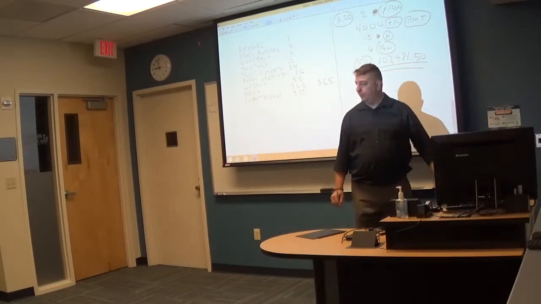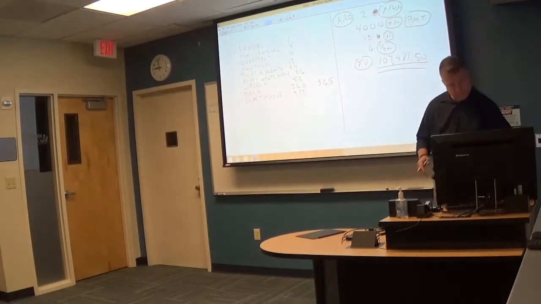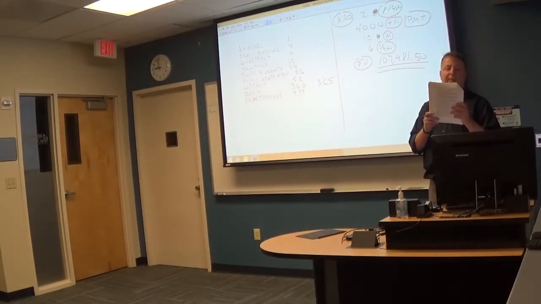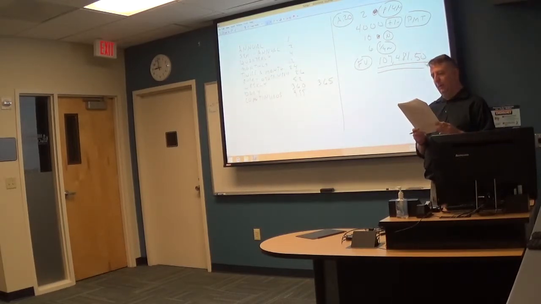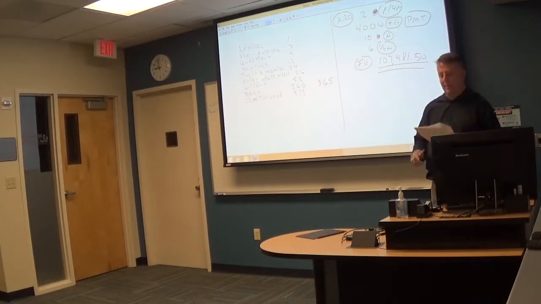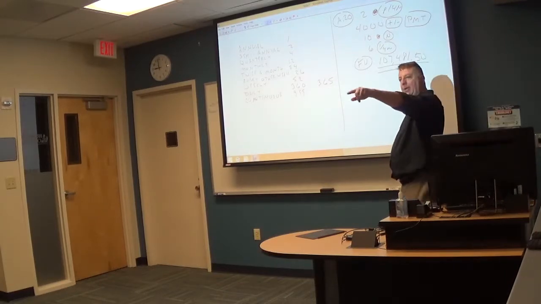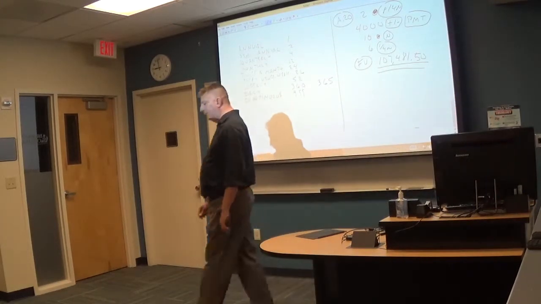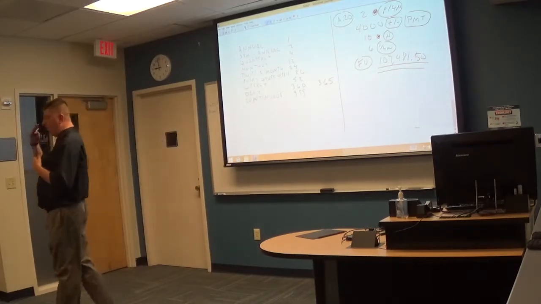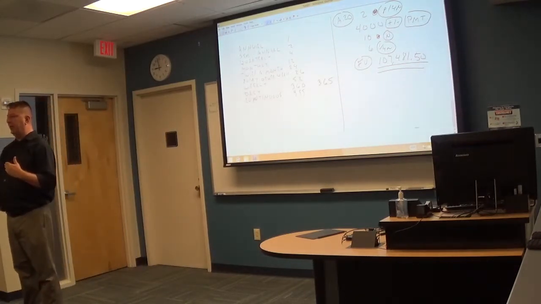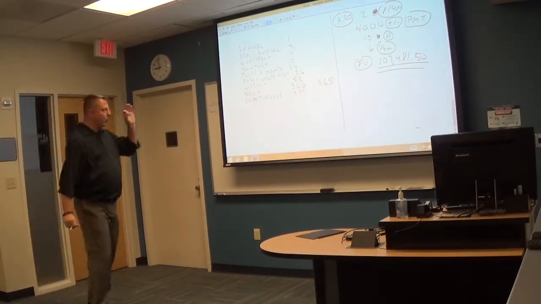Wait, what about the second part of that question? Okay, hold on. Second part: if the deposits were structured as an annuity due, what is the balance at the end of 10 years? This gets to specifically the issue of whether the payments are made at the beginning of the year, the beginning of the period, or at the end of the period. We'll go ahead and work it real quick.